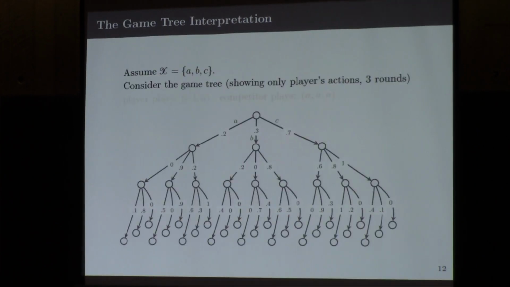Okay? So here is another way to say what I just said in a more pictorial form. We're going to look at the game tree interpretation of what regret is actually saying. Right? So I'm going to assume that I have 3 actions, A, B, C, and I'm going to look at the game tree where I just show the player's actions for 3 rounds. Let's say the player plays the actions C, B, and A. So it starts here at the root, plays the action C, it goes here, and then plays action B, and then plays action A. So it ends up here. This is the path that the player takes through the game tree.